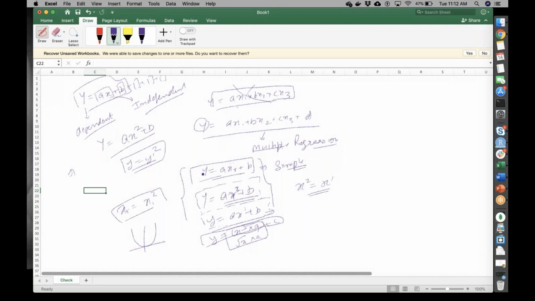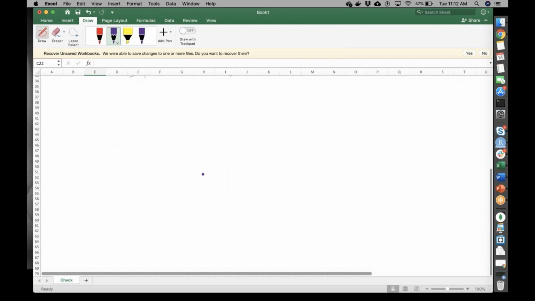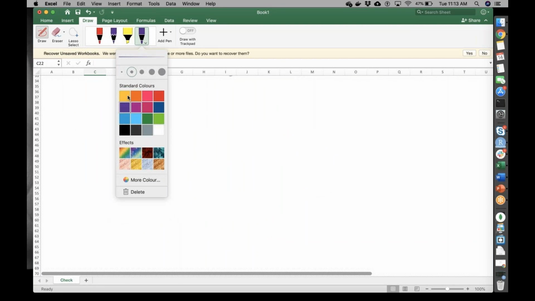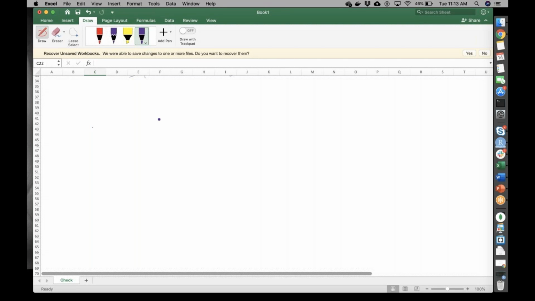So what we are saying is y equals a x1 plus c. This is our equation one, and at the very first point we are saying this looks like a simple linear regression, correct? But what if I say y is actually equal to y dash square? Or y is equal to log of y. Something like this can happen.